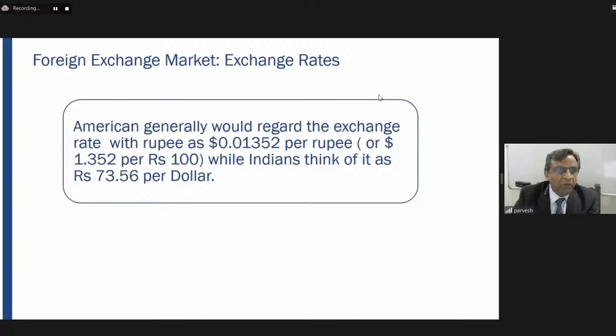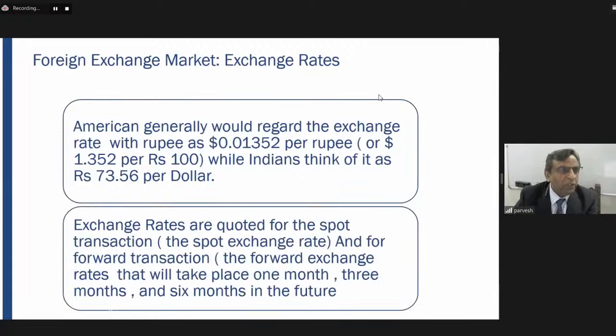While Indians will think of it as $1 is equal to 73.56, because we would like to purchase a dollar for going abroad, making a payment abroad, or receiving money from abroad. So we'll dwell on this more as we go along.